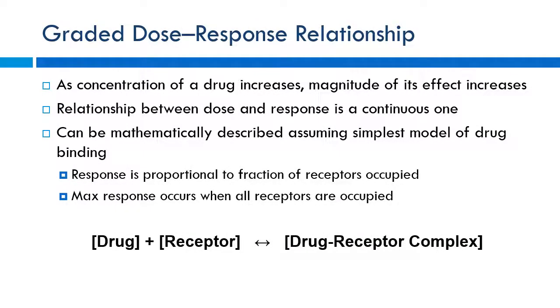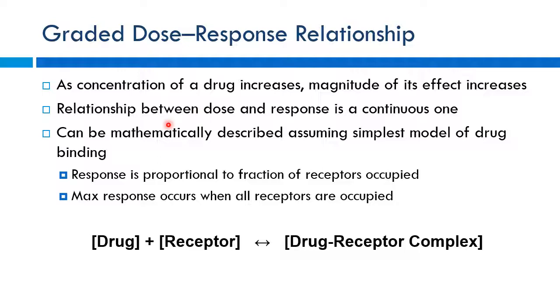So typically when you're looking at a graded dose response here, as you increase the concentration of the drug, you should see an increase in effect. More drug means more blood pressure drop, or more lowering of your blood sugar, whatever it happens to be. And it should be a continuous response, right? So as I continue increasing that dose, you should continue to see that effect up to a point, right? Up to that maximal effect there.